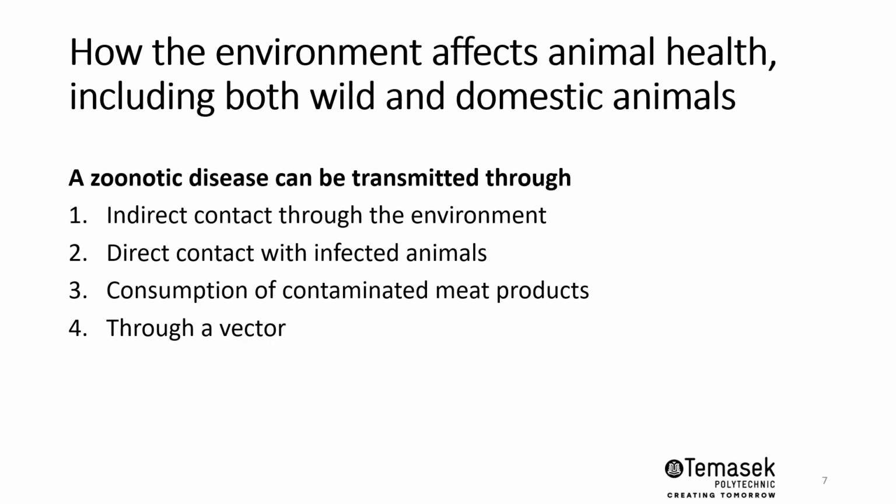So we saw what zoonosis is earlier. Zoonosis is the transmission of diseases from animals to humans, causing infectious diseases. Zoonotic disease can be transmitted through various methods. One of the ways is through indirect contact through the environment. Another way is through direct contact with infected animals. Consumption of contaminated meat products is also possible, leading to zoonosis, as well as through a vector.